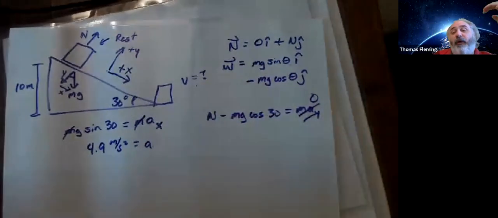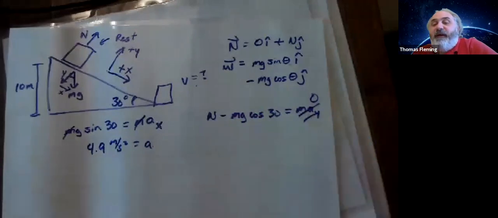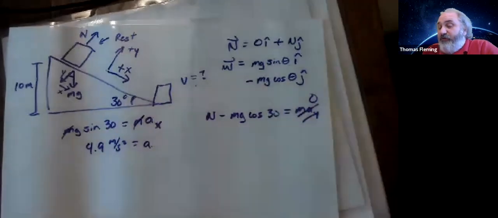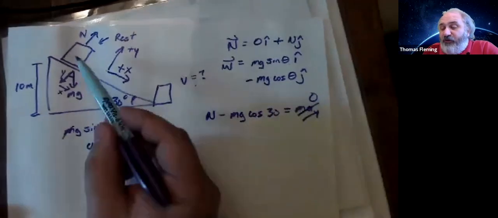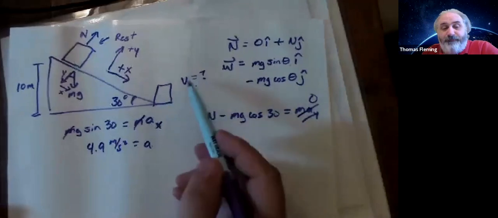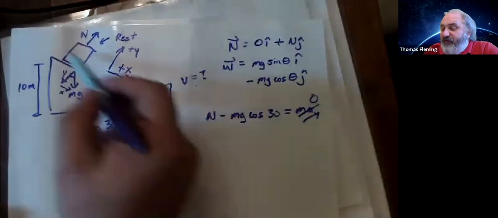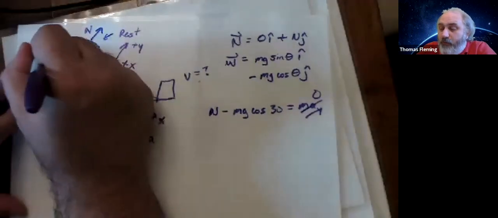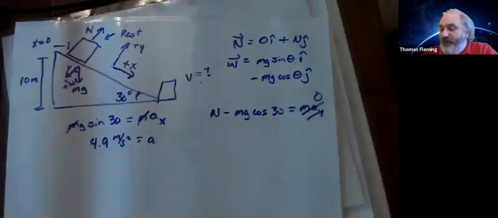To get that, we're going to have to continue this into a chapter 2 problem. It's a one-dimensional kinematics question because we know the acceleration, we know where it starts, we know where it finishes, and we're looking for the final velocity. So here's my x-axis. I'm going to choose to call x equals 0 the location where the box begins.